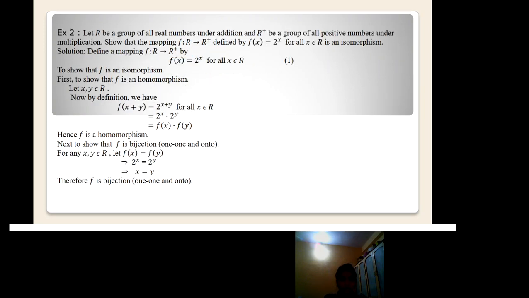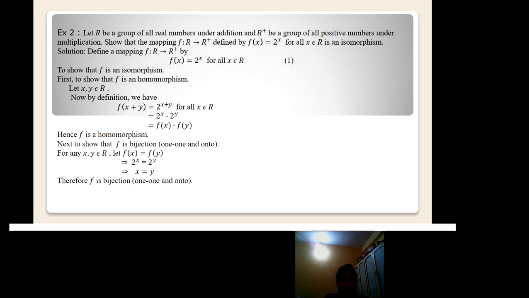Now the second example: let R be the group of all real numbers under addition and R+ be the group of all positive real numbers under multiplication. Show that the mapping f from R to R+ defined by f(x) = 2^x for all x belongs to R is an isomorphism. Solution: define a mapping f from R to R+ by f(x) = 2^x for all x belongs to R.